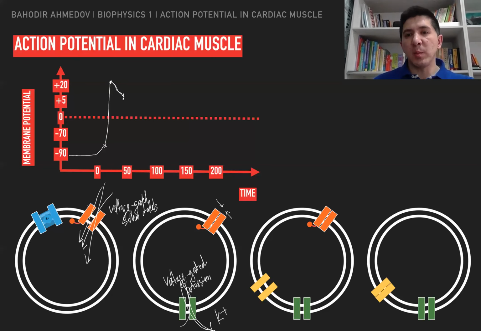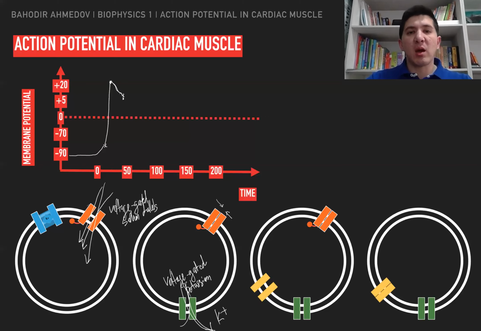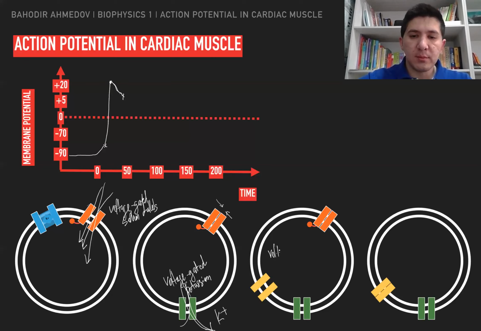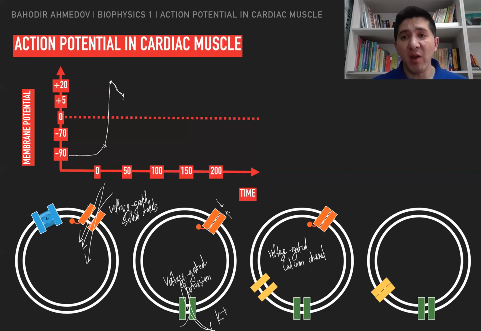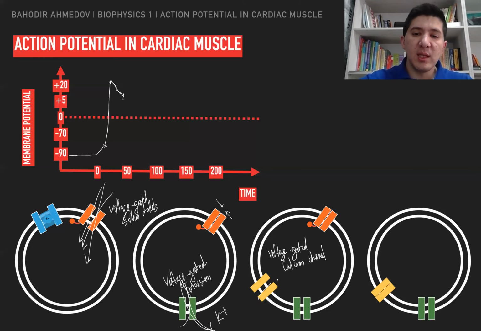When it reaches plus 5, there is a new type of gate for the cardiac muscles, which are the voltage-gated calcium channels. This suddenly opens at the membrane potential value of plus 5 millivolts and lets calcium ions go inside the cell.